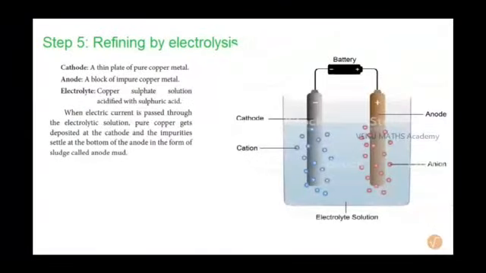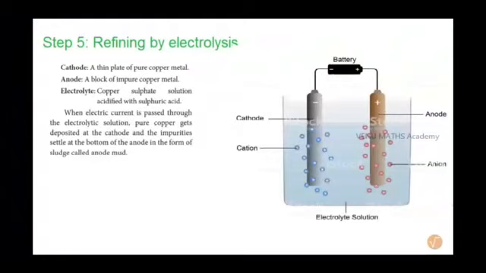The fifth step is refining by electrolysis. We know that for electrolysis, we require a cathode, anode and electrolyte. Here, pure copper metal will act as cathode. Impure copper metal, that is blister copper obtained in the Bessemerization, will act as anode. And copper sulfate solution with sulfuric acid will be the electrolyte solution.